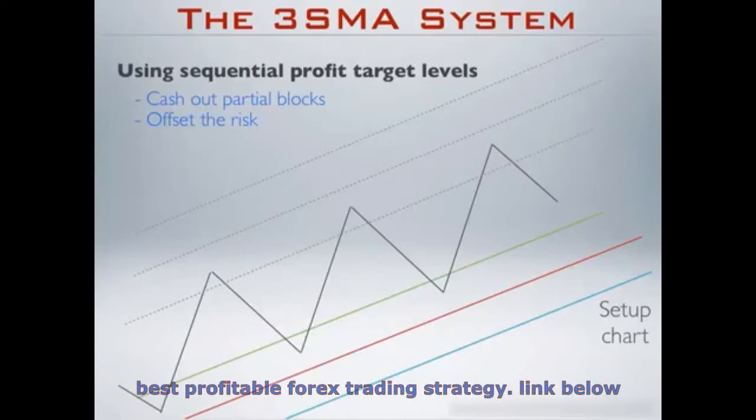In this specific video I'm going to show you how I personally go about using sequential profit target levels in my own trading. Now, the idea here is to cash out partial blocks of your trade. Let's imagine you enter the trade with four lots of the euro against the American dollar. The idea is that you are not going to exit all those four lots at once, but instead you are going to be exiting, let's say, one lot at a time at different levels. And the reason why I like to do that is to offset the risk.